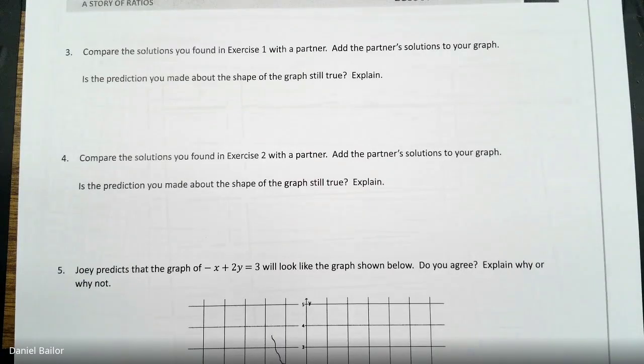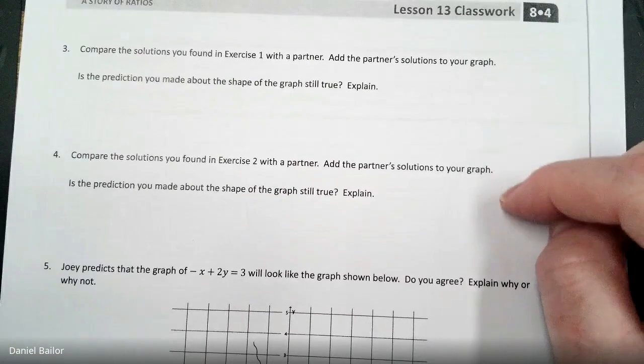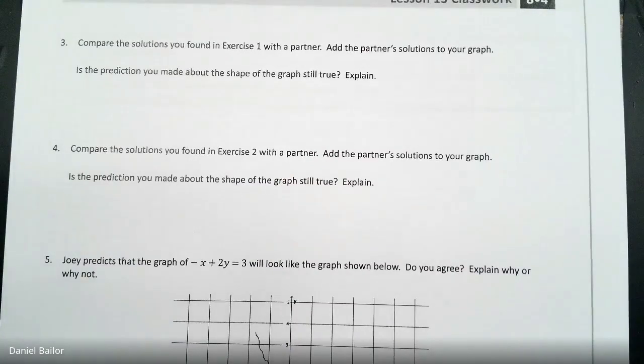We're also not going to really talk about page 137. Number 3 and 4, you're supposed to compare with a partner. You can do that if you want, but I promise you that if you and your partner do it correctly, you're going to see the same line. Even if you pick different points, if you and your partner found the correct solutions, you're going to see the straight line. So the shape of the graph will still be the same.